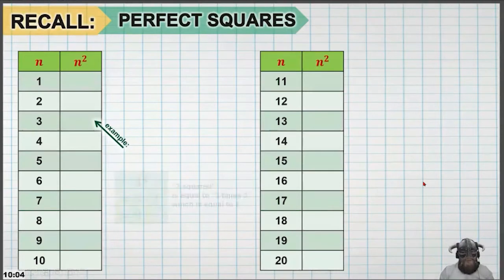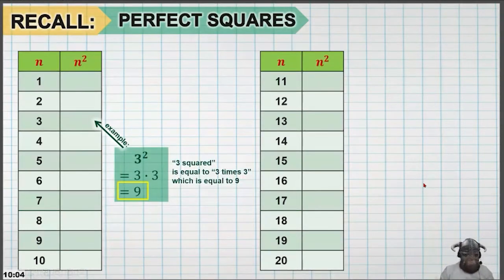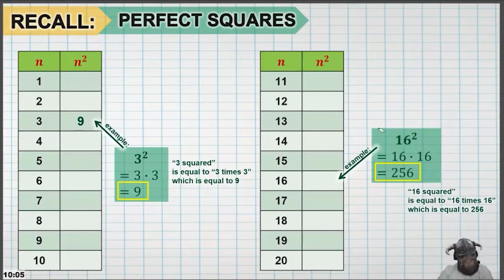For example, kuhain natin yung square ni 3. So we denote it as 3 squared or 3 raised to 2. So that will just be equal to 3 times 3, wherein 3 times 3 is equal to 9. So diyan natin malalagyan ng sagot kapag in-square natin si 3 o yung perfect square ni 3. And for example, we have naman 16. So if we square 16, that will be the same as 16 times 16, which is equal to 256. So, dyan naman natin malalagyan ng sagot kapag sa katapat ni 16.